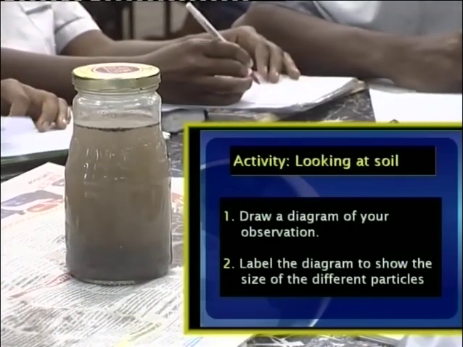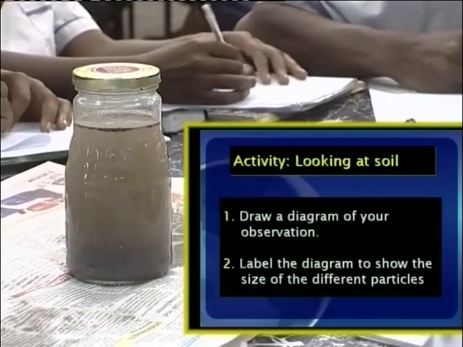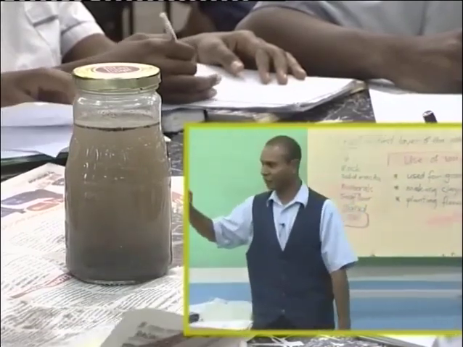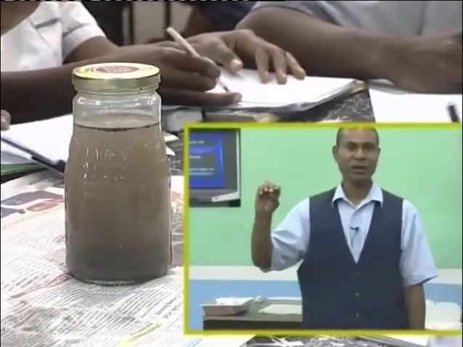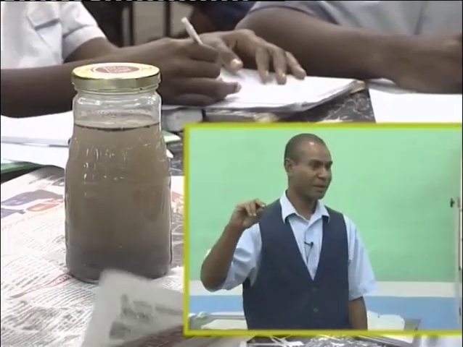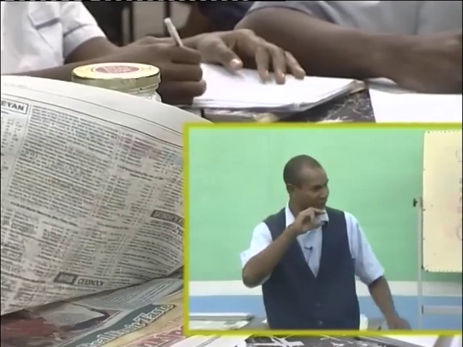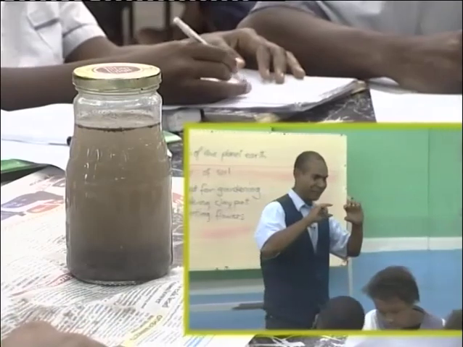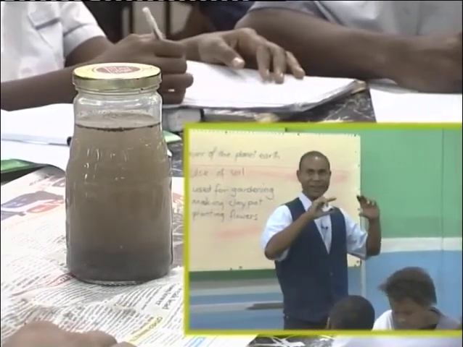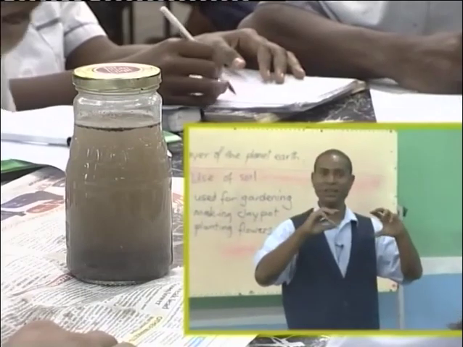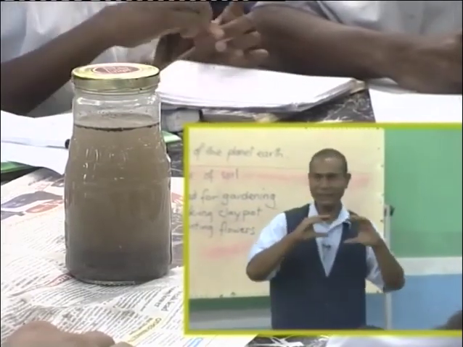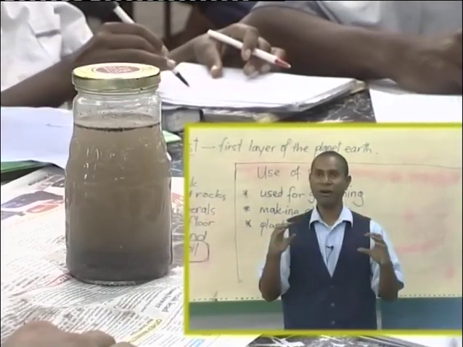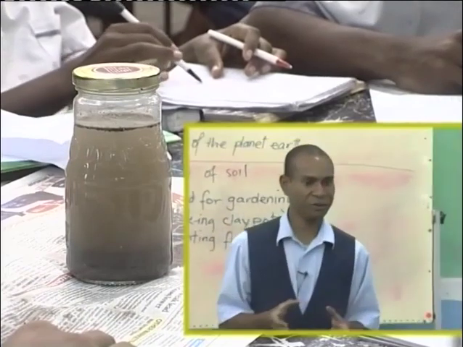But before we conclude our lesson, I would like each of you to look at the bottle again and describe to me what you have seen in the bottle. What has formed? For now, the liquid is becoming clearer, and you can see something different from the first time you placed the soil in. So have a look at that and give me a description of your observation, or tell the class a description of your observation.